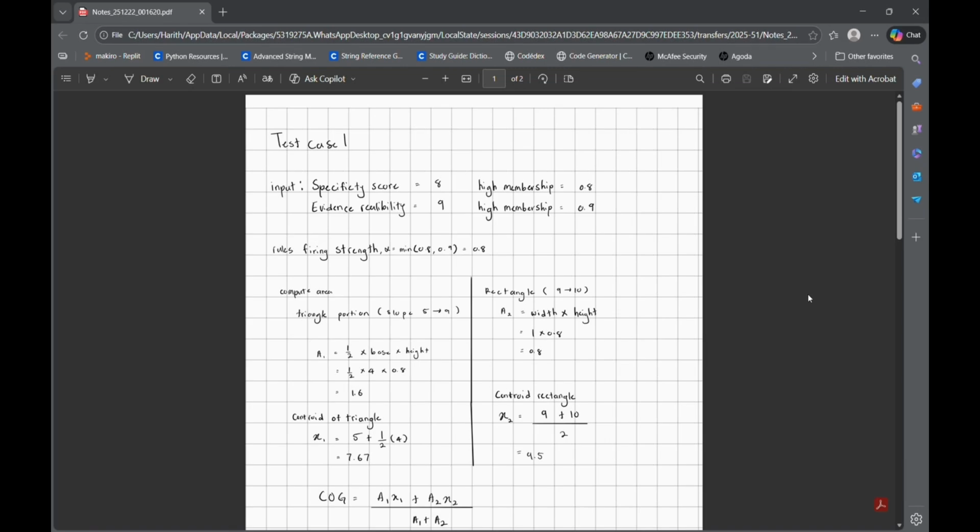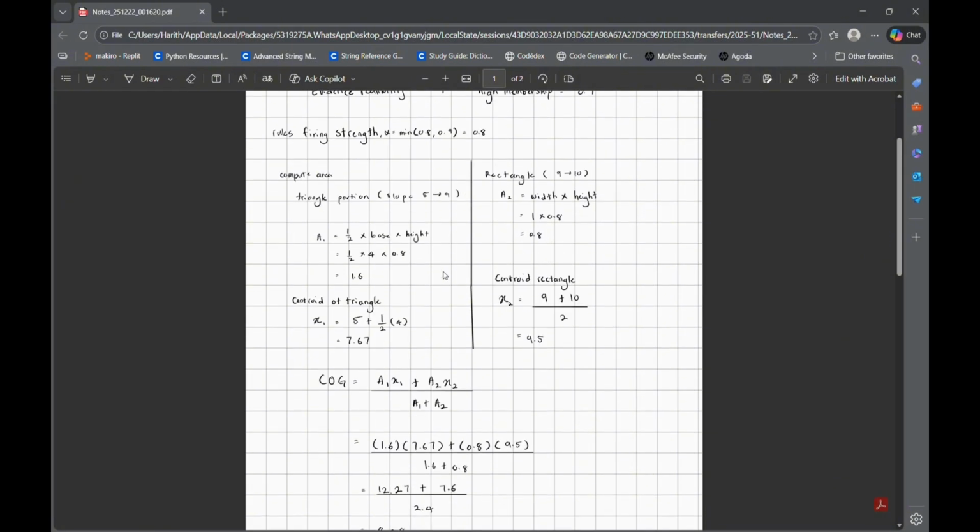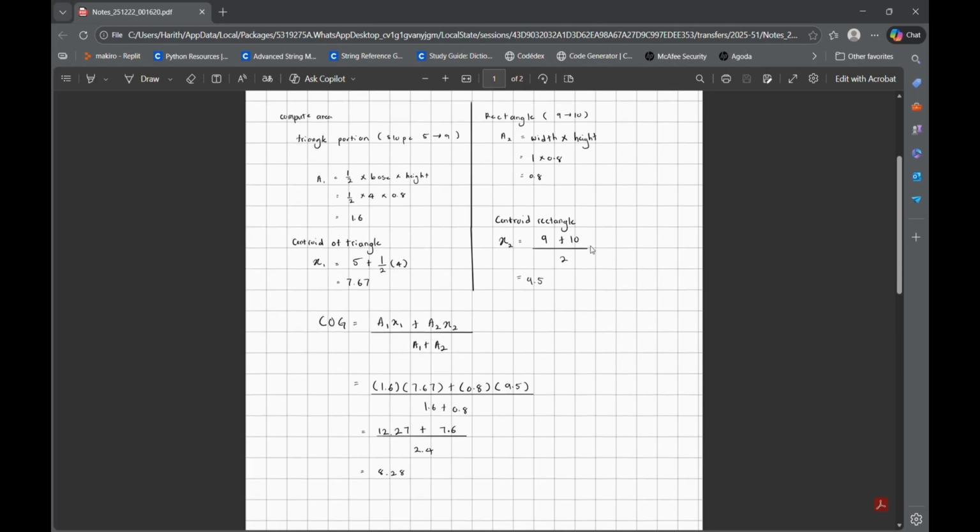overlap. For case 1, our input specificity score is 8. Evidence reliability is 9. Both belong to the high category with membership values 0.8 and 0.9. Our rule fires with 0.8. We clip the higher confidence triangle at 0.8. So for COG, we calculate the area of the triangle and the area of the rectangle. Multiply each area by its centroid, sum them, and divide by the total area.